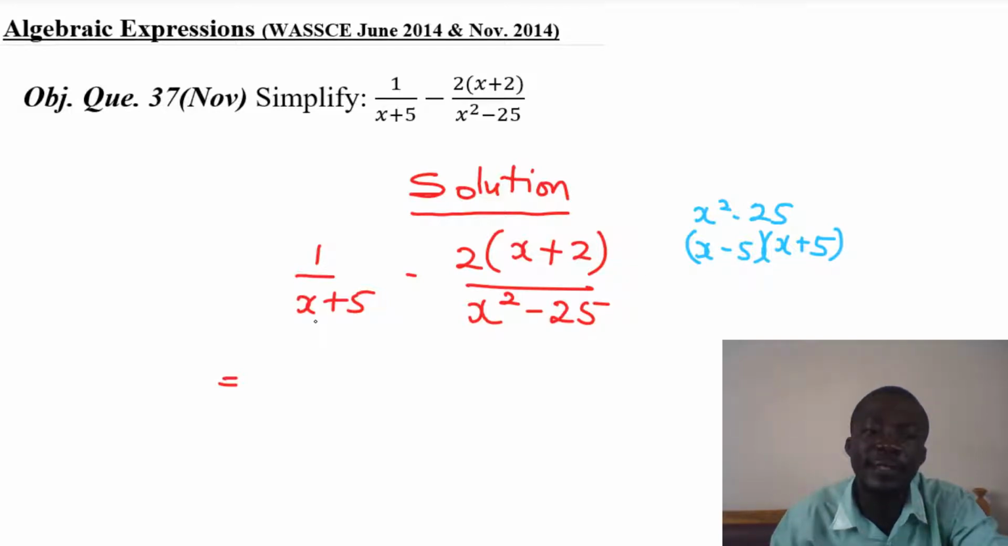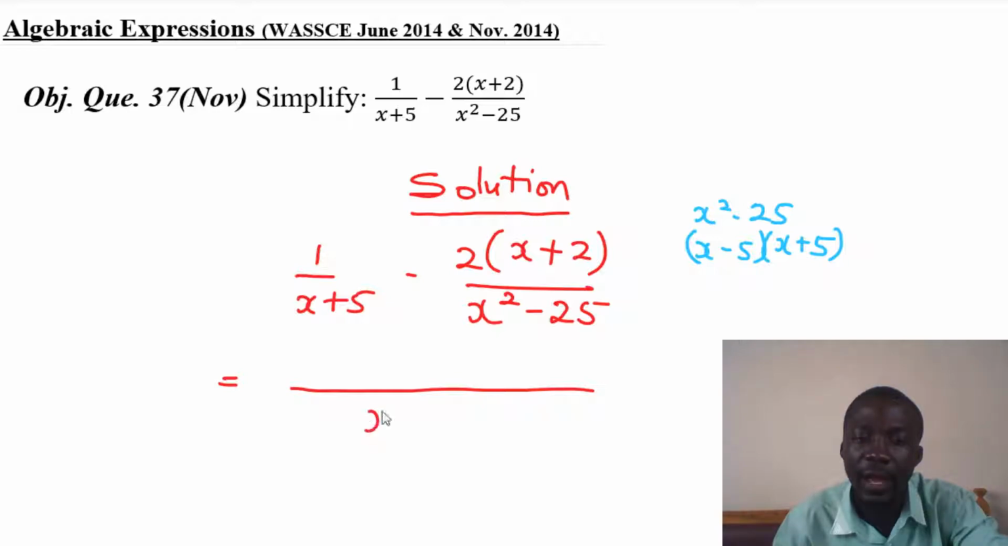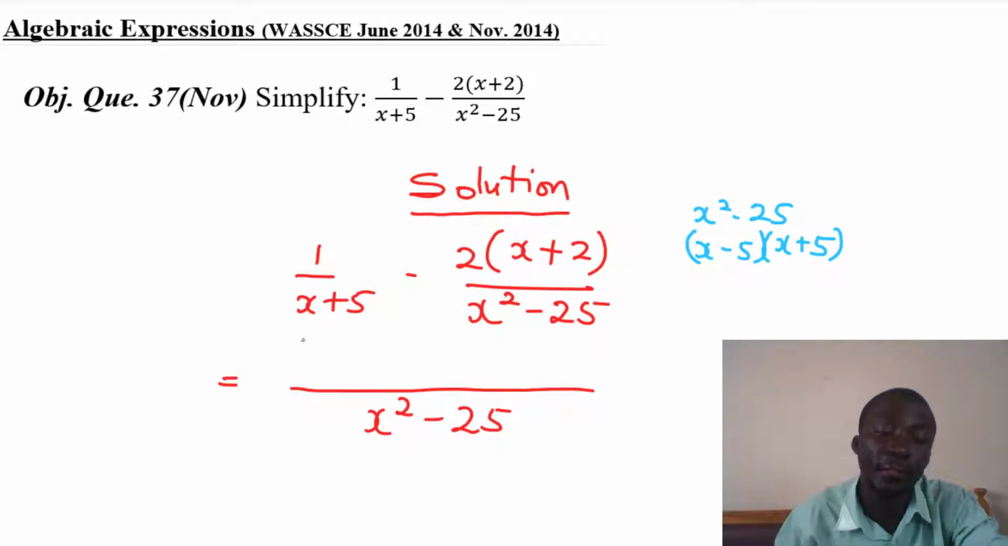So we can see that this x plus 5 at the denominator over here is embedded in x squared minus 25. So when we are picking the least common denominator, we are going to pick the x squared minus 25, because that x squared minus 25 can divide itself, and also x plus 5 can divide x squared minus 25. So our least common denominator will be x squared minus 25. Then we start the work.